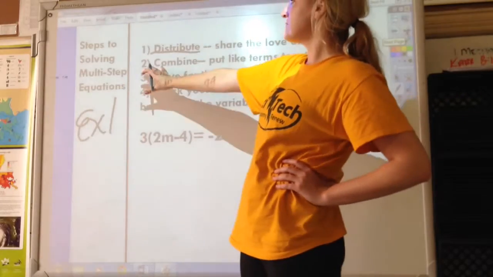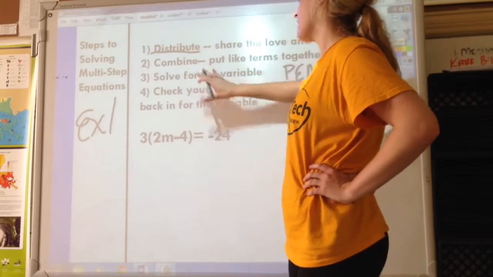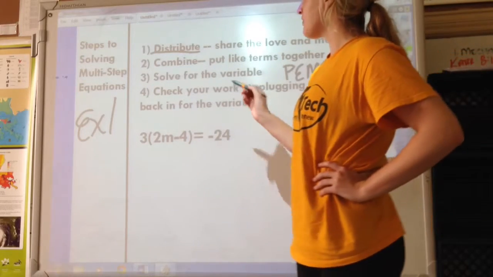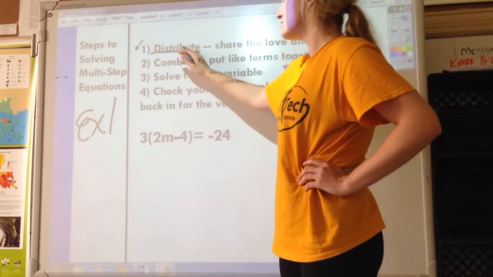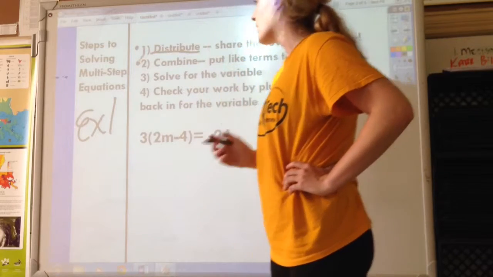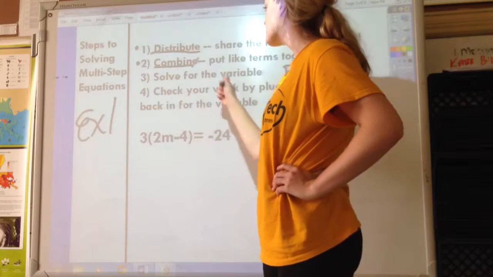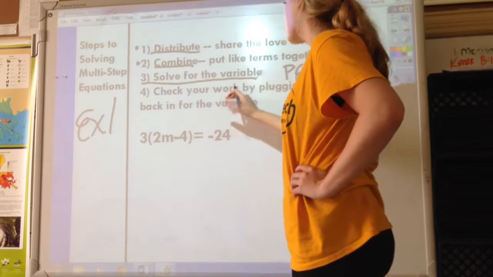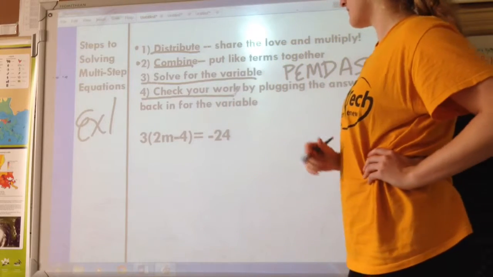All right, so our steps to solving multi-step equations. Do not copy this down. Absolutely do not copy this down. I'll tell you exactly what I want you to write. All right, our first step is to distribute. So go ahead and write a 1 and then just distribute. Our second is to combine. Go ahead and write a 2 and then combine. And then 3, solve for the variable. You can go ahead and write that entire line. And then 4, check your work. And of course, we know we check our work by plugging the answer back in for the variable.